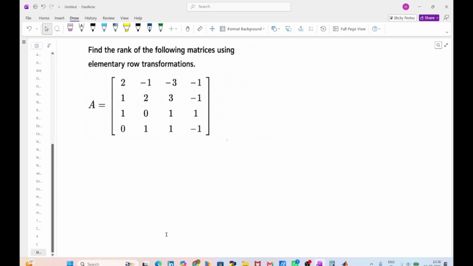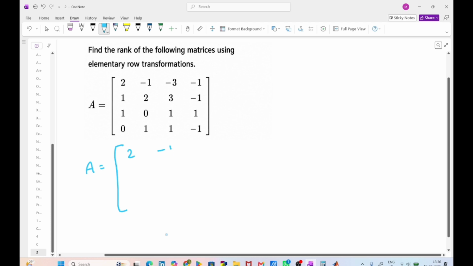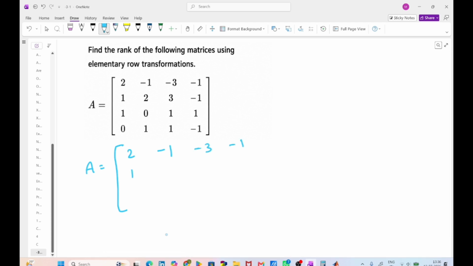A is equal to 2 minus 1 minus 3 minus 1, 1 2 3 minus 1, 1 0 1 1, 0 1 1 minus 1. Yeah guys, let's write the given question. A is equal to 2 minus 1 minus 3 minus 1, 1 2 3 minus 1, 1 0 1 1, 0 1 1 minus 1.